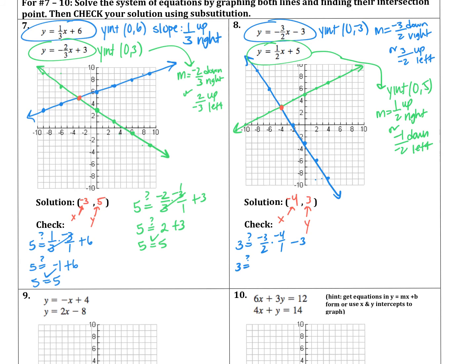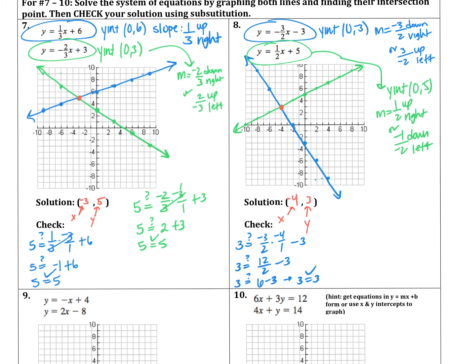3 is equal to -3 times -4 is +12/2 minus 3. 3 is equal to 12 divided by 2 is 6 minus 3. 3 equals 3.